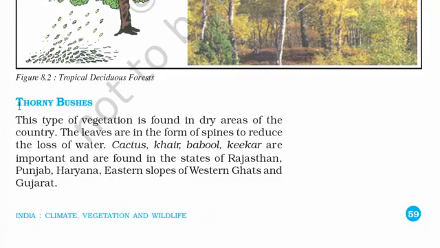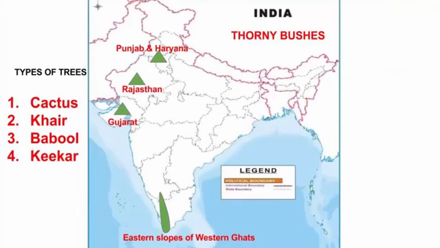The next type of vegetation is thorny bushes. This type of vegetation is found in dry areas of the country. The leaves are in the form of spines to reduce the loss of water. Cactus, khair, babool, kikar are important and are found in the states of Rajasthan, Punjab, Haryana, eastern slopes of Western Ghats and Gujarat. What I'm going to do is I'm going to pinpoint everything of it on a map.